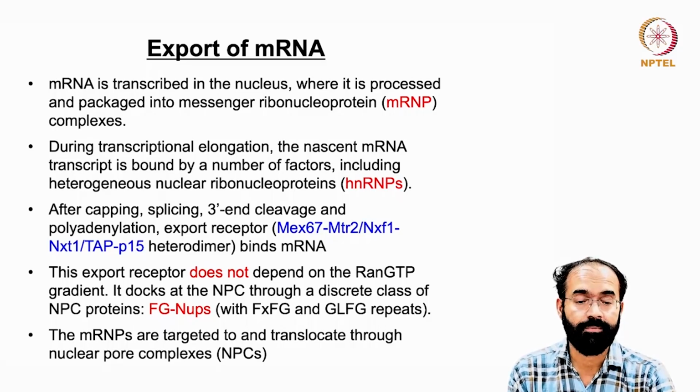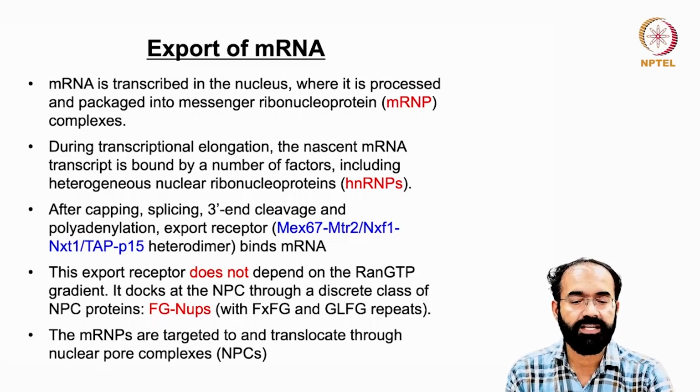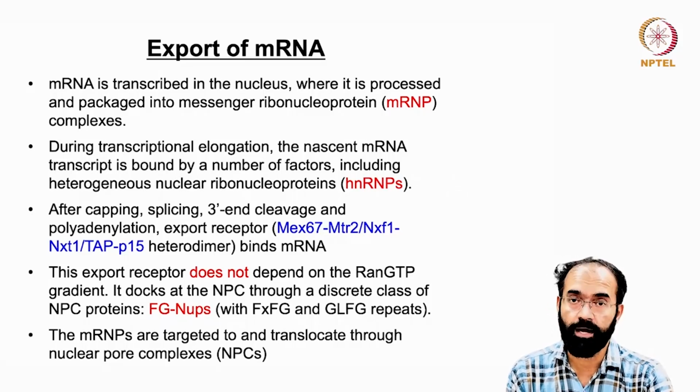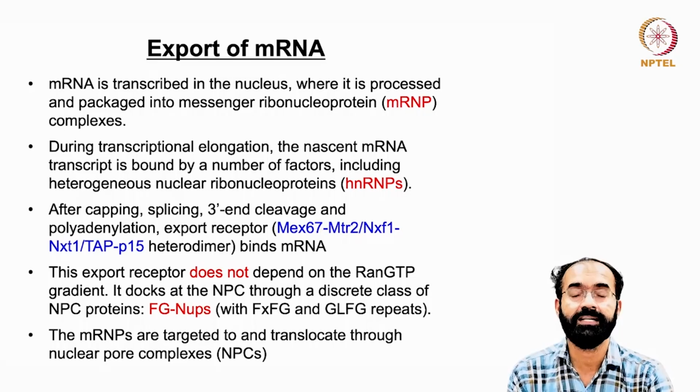as mRNP complexes. So during transcriptional elongation, the nascent mRNA transcript is bound by a number of factors, including heterogeneous nuclear ribonucleoprotein, and we call it as hnRNPs. And the majority of these proteins are meant for substrate recognition by downstream enzymes and also for protection. In bacteria, coupled transcription and translation, the association of ribosome prevents the degradation of this mRNA, whereas such a thing doesn't happen in the nucleus. So hnRNPs become handy for the survival of these RNAs.